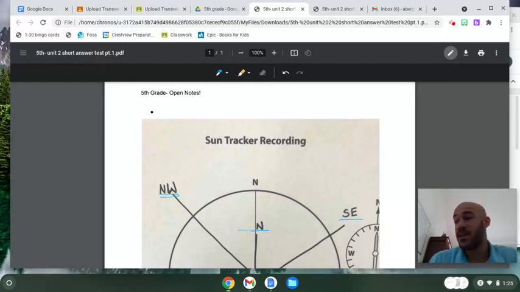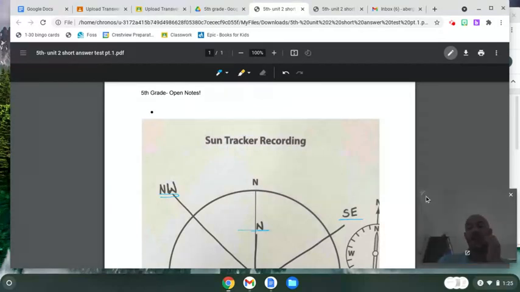First, I would like you to put today's date at the top of the page. Then the title of this page is going to be Earth, Moon, Sun, Test Part 2. Okay, the title of this page is Earth, Moon, Sun, Test Part 2.